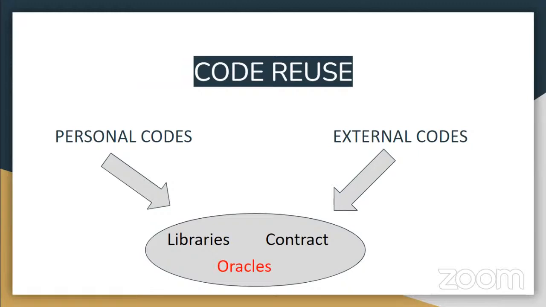And then for external code, there is code that meets a particular standard that has been implemented, such as ERC20 code and ERC721 code. So this code can be used by anybody. These are external codes that can be used. And then we'll have oracles. So let's see how we can have these codes reused.